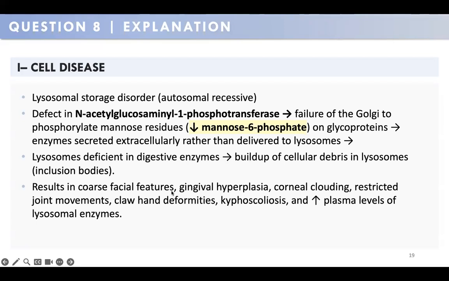The clinical features are very similar to that of Hurler, especially the coarse facial features, corneal clouding and restricted joint movements, but they also have gingival hyperplasia, claw hand deformities, kyphoscoliosis, and labs which show increased plasma levels of lysosomal enzymes. Why? Because instead of being delivered into the lysosomes, they are secreted. Mannose 6-phosphate is acting like the signal that makes them go into the lysosome. If it is absent, they cannot go into the lysosome and they go into the blood, which can be detected in the blood test as high levels of lysosomal enzymes.